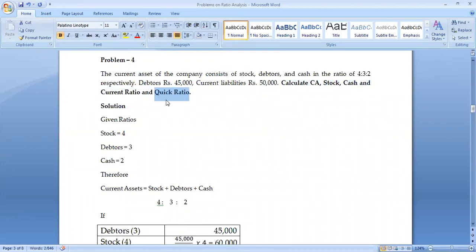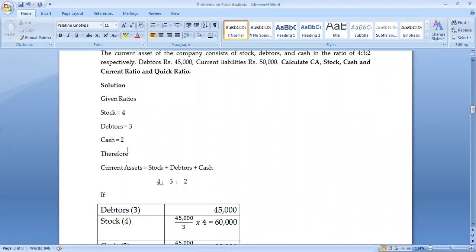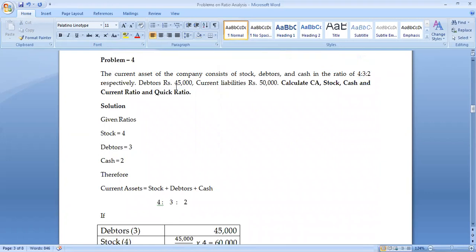So by this information, there is also certain information given here. What is the information given? Stock is 4, debtors 3, cash 2. Add together, which gives you the current assets. Stock, debtors, cash are all the current assets. So current assets is equal to 4:3:2. Clear? There is a debtors information given.